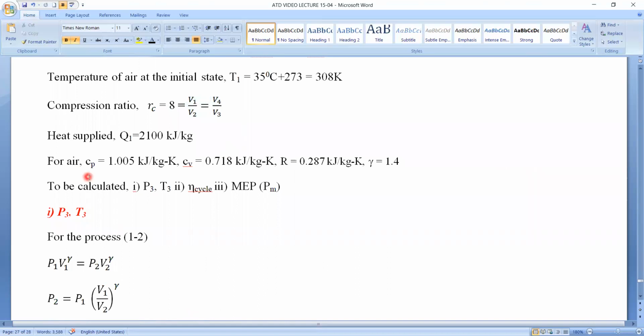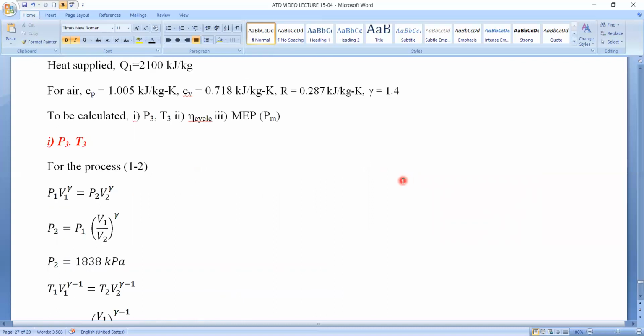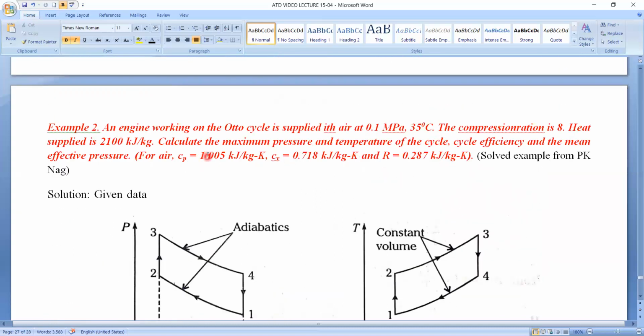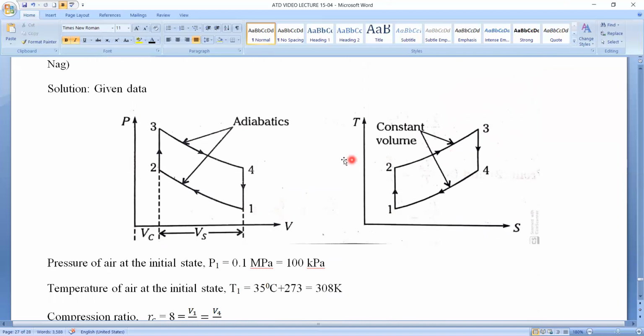Now for the air, the properties are given. Cp is the specific heat at constant pressure, 1.005 kilojoules per kg kelvin. Cv is the specific heat at constant volume, 0.718 kilojoules per kg kelvin. R is the characteristic gas constant, 0.287 kilojoules per kg kelvin, and gamma is the ratio of specific heats, that is 1.4, that you know. Now what is asked to calculate? In the first part, we need to calculate the maximum pressure and maximum temperature of the cycle. If you observe the PV diagram, P3 is the maximum pressure. The peak value of pressure is P3.